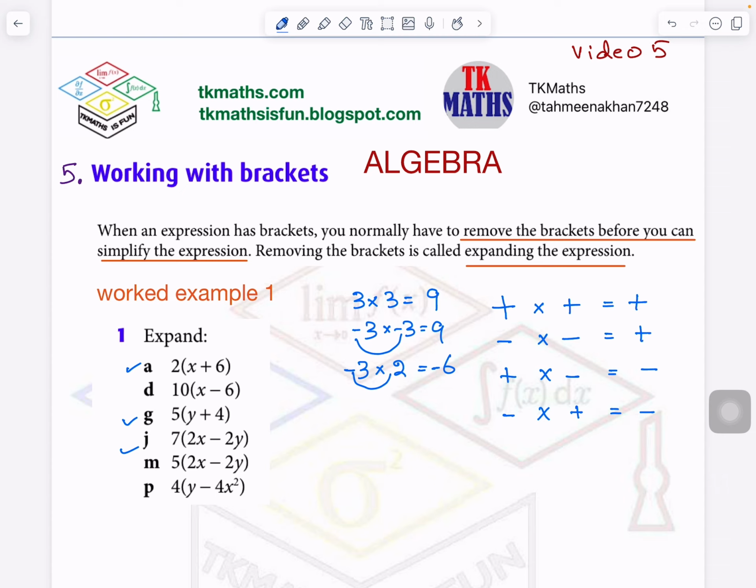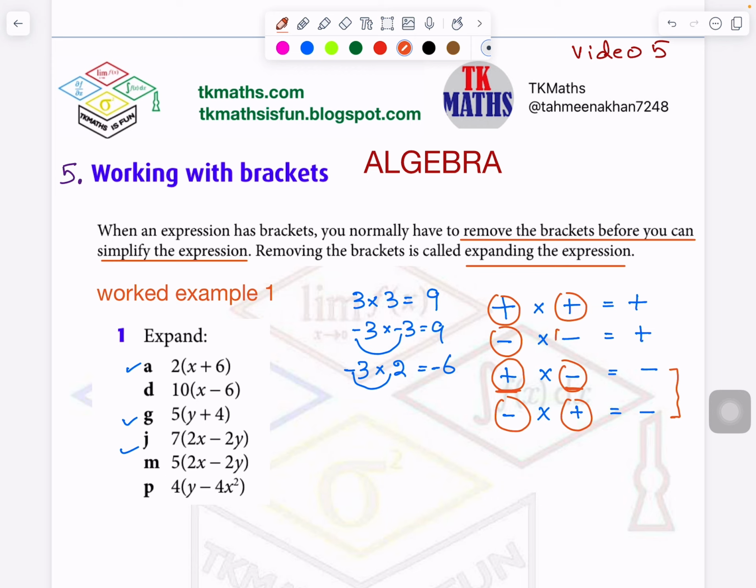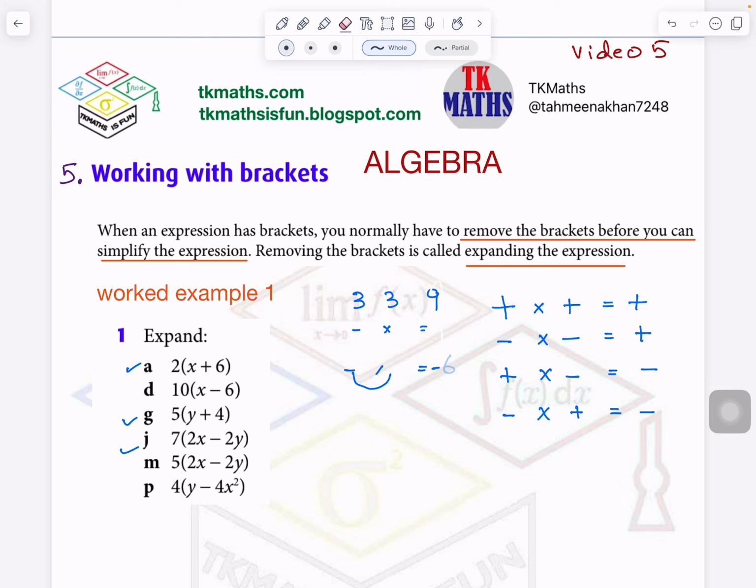How can you remember it? This is very important. When two signs are opposite, plus or minus, or minus or plus, in multiplication the sign will be negative. But when both the signs are the same, either both plus or both minus, the answer will be with a plus sign. So this you have to remember. There are different ways to remember; whatever suits you, do like that. So let me solve parts A, G and J. The other 3 I have solved for you below.